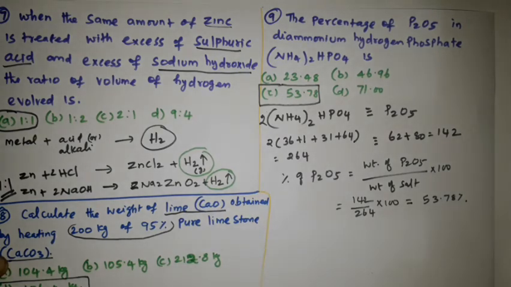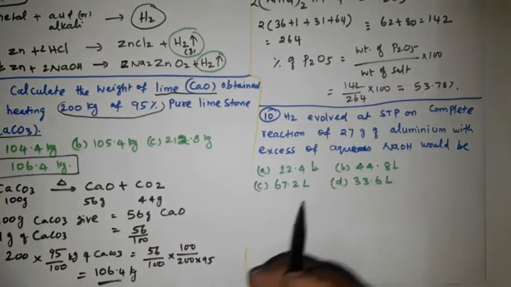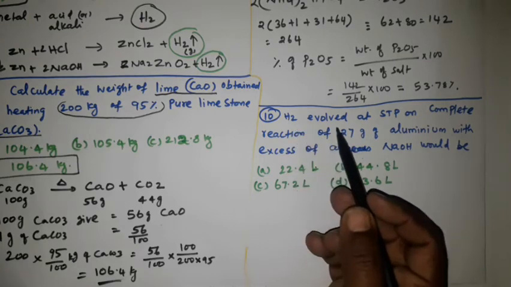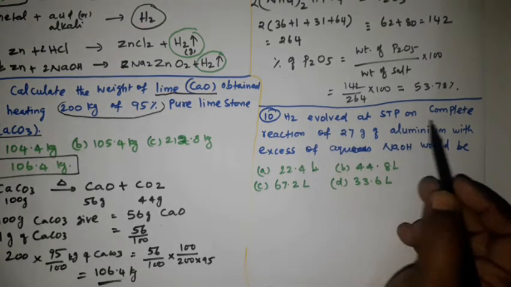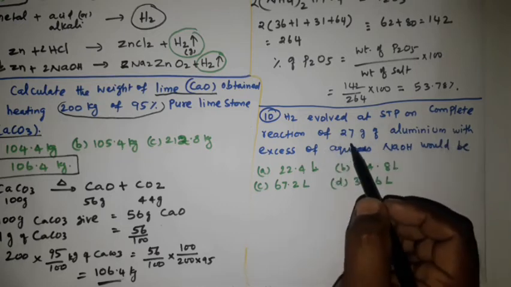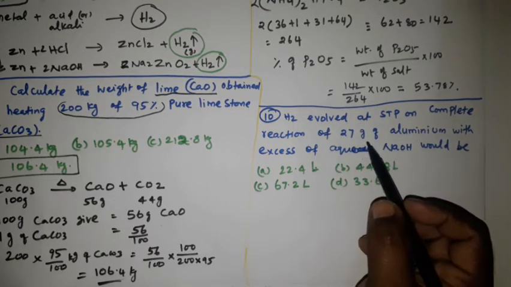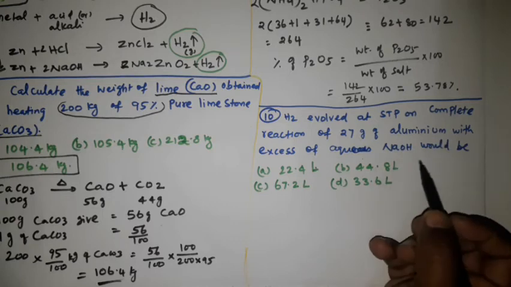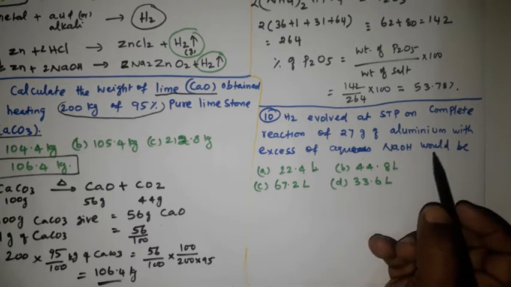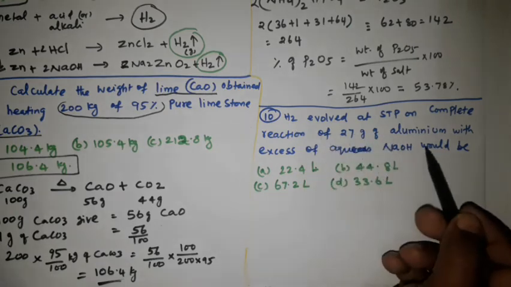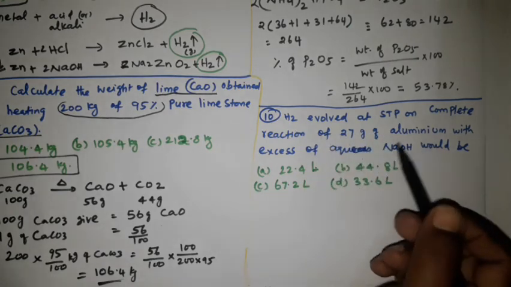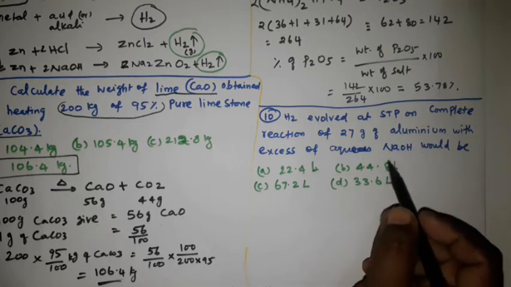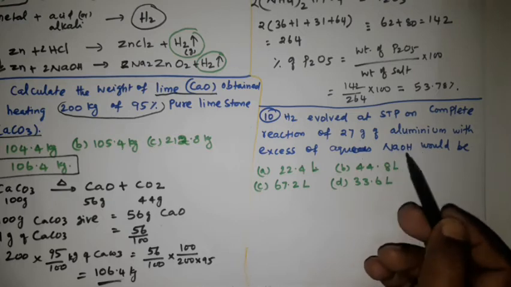Okay, question number 10. How much H2 is evolved at STP on complete reaction of 27 gram of aluminum with excess of aqueous NaOH? Hydrogen is produced when aluminum reacts with aqueous NaOH. Aqueous means water is added, so sodium hydroxide is mixed with water.